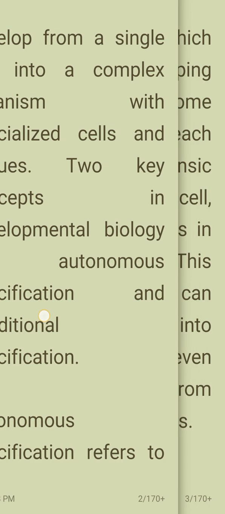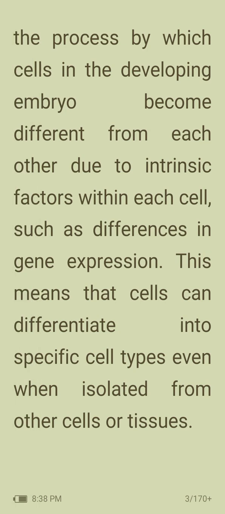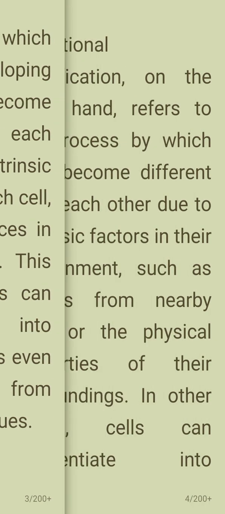Autonomous specification refers to the process by which cells in the developing embryo become different from each other due to intrinsic factors within each cell, such as differences in gene expression. This means that cells can differentiate into specific cell types even when isolated from other cells or tissues.